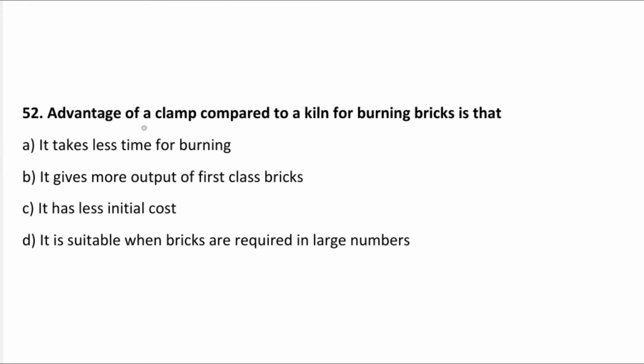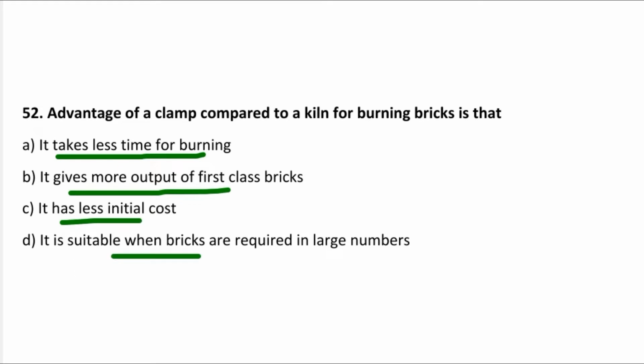Next question, the advantage of clamp compared to the kiln for burning the bricks is that: option A, it takes less time for burning, option B, it gives more output for first class bricks, option C, it has less initial cost, option D, it is suitable when bricks are required in large numbers. The correct answer is option C, it has less initial cost.